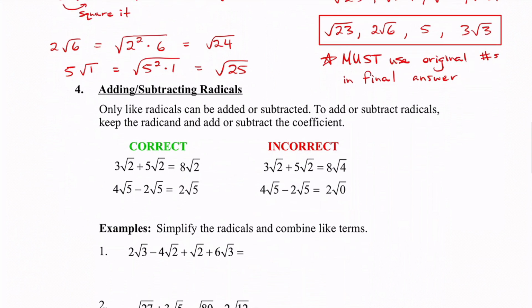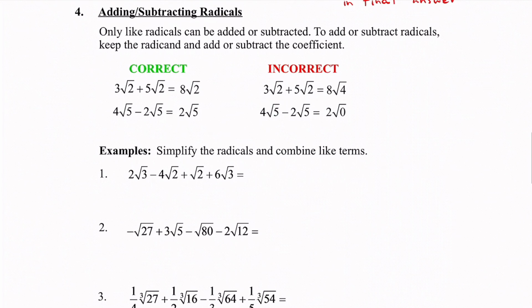The next thing we're looking at is adding and subtracting radicals. It says only like radicals can be added or subtracted. To add or subtract like radicals, you are going to keep the radicand and then add or subtract the coefficient. So an example of that would be like this.